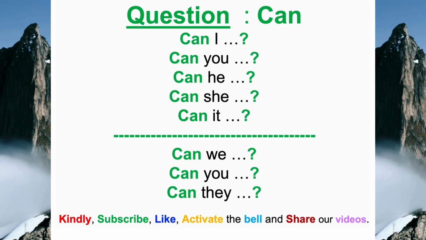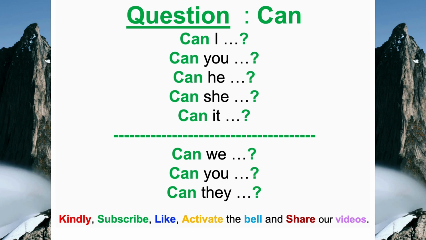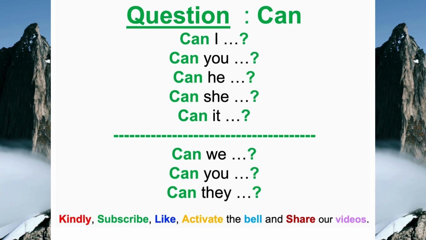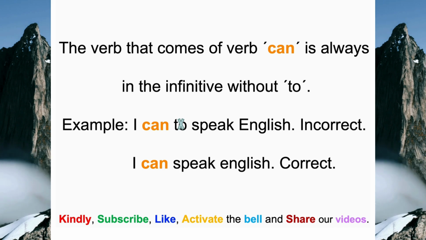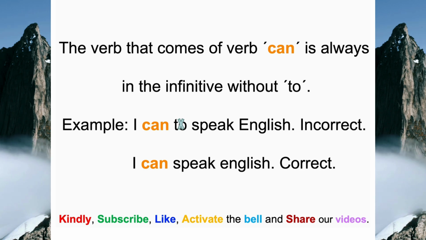So these are the rules and the uses of can in the positive, negative, and question. Let's see more. The verb that comes after the verb can is always in the infinitive without to. So for example, I can't to speak English. This sentence is incorrect. So we don't write to with can, never. So we just say, I can speak English.